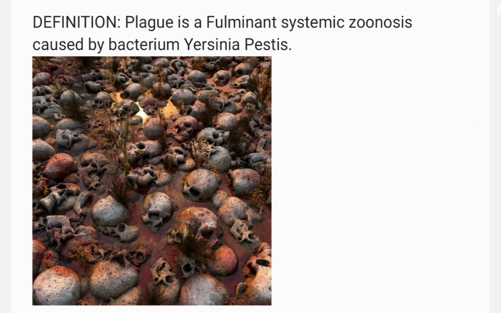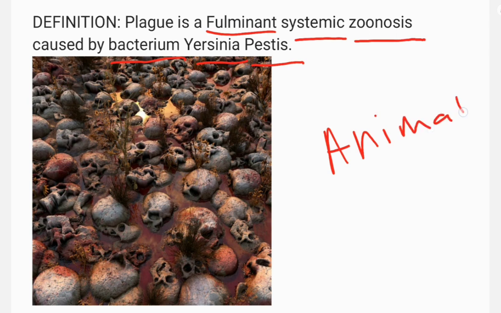Okay, so plague can be defined as a fulminant systemic zoonosis caused by the bacterium Yersinia pestis. Now, what is the meaning of fulminant? Fulminant means a disease that spreads rapidly and very aggressively. Systemic means it affects multiple body systems, and zoonosis means it's a disease transmitted from animals to humans.